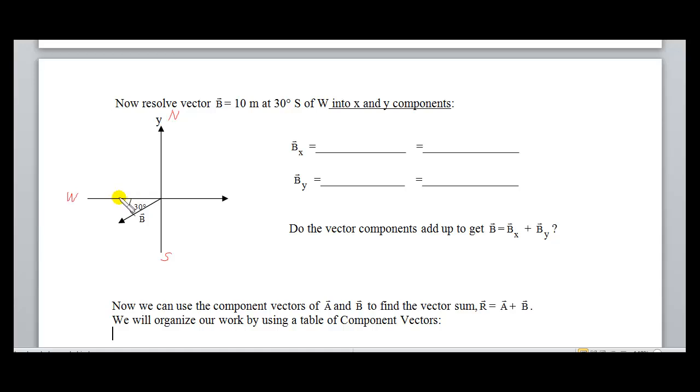You're going to draw the y component, which is this way, b sub y. And you're going to use a trig function and come up with the values for those two components, b sub x and b sub y. And be careful about the signs.